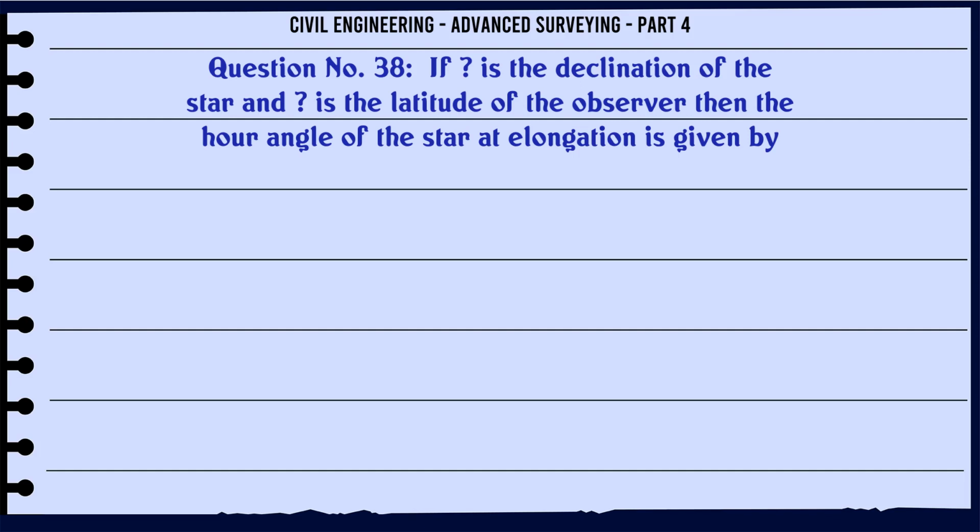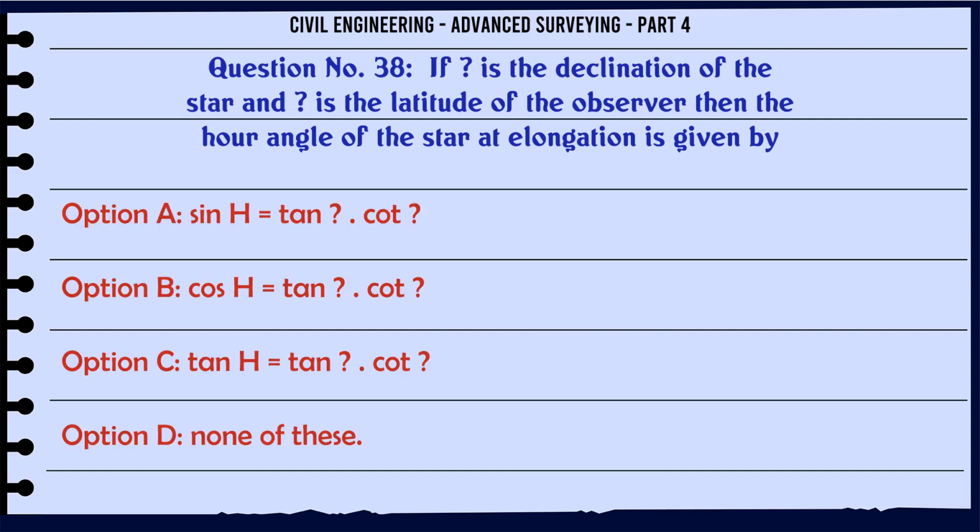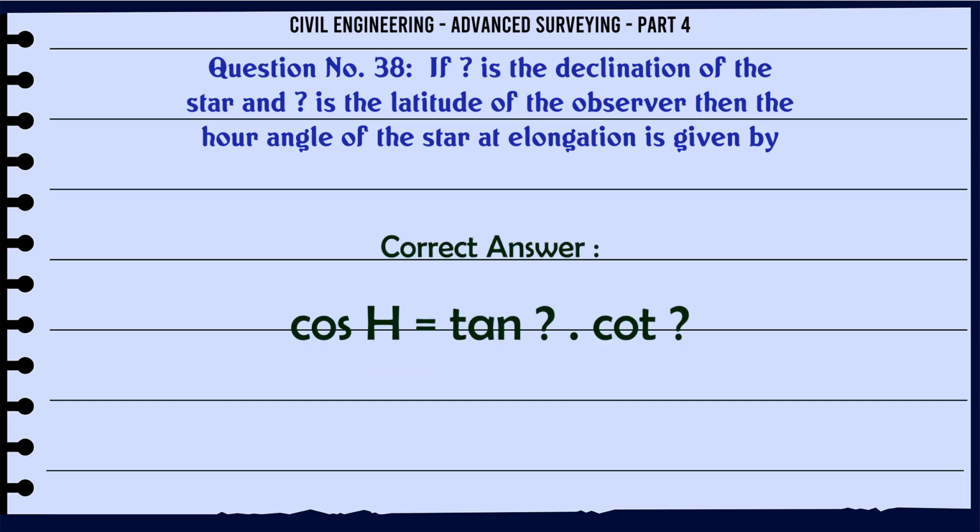If δ is the declination of the star and φ is the latitude of the observer, then the R angle of the star at elongation is given by: A. sin h = tan δ cot φ. B. cos h = tan δ cot φ. C. tan h = tan δ cot φ. D. None of these. The correct answer is cos h = tan δ cot φ.